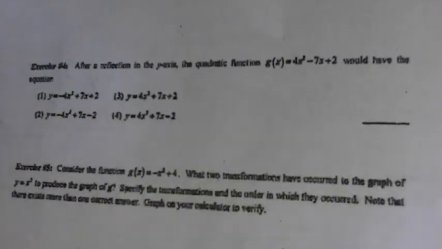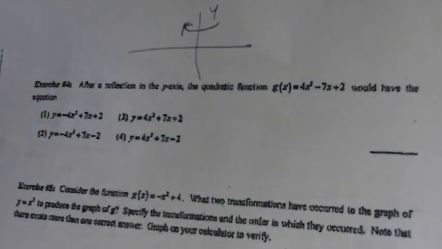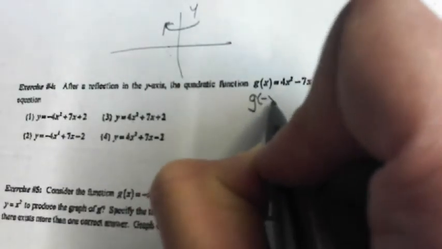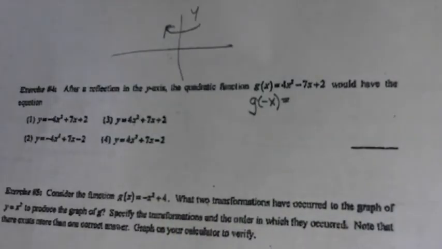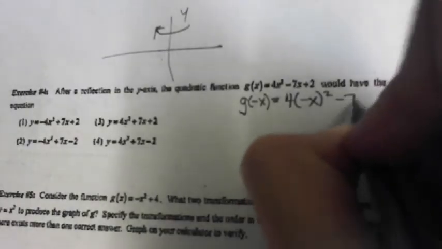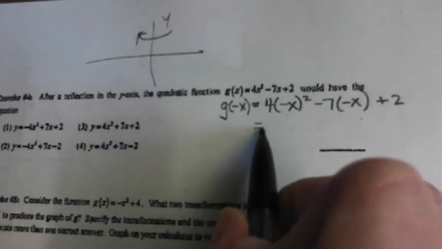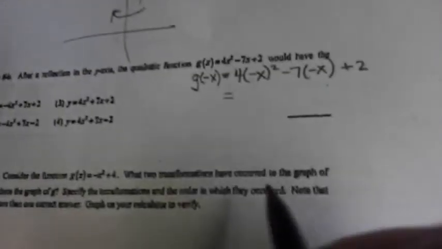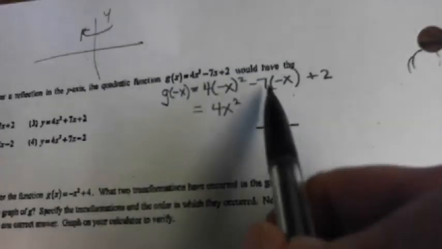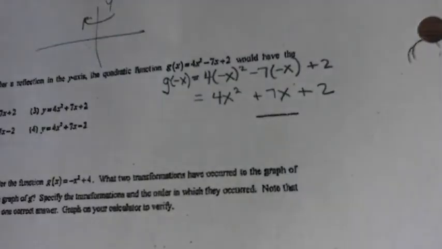All right, after a reflection in the y-axis, here's your y-axis, we're going across the y-axis. That's a horizontal reflection, so we want to negate it within the function. And this is different, because if you're doing it within the function, you actually have to plug it in. So I'm going to replace all my x's with negative x. And the thing about a negative x is that when you square it, it's going to be positive again, so that's just going to turn into 4x squared. This one is going to change to plus 7x, and then the 2 is obviously unaffected.